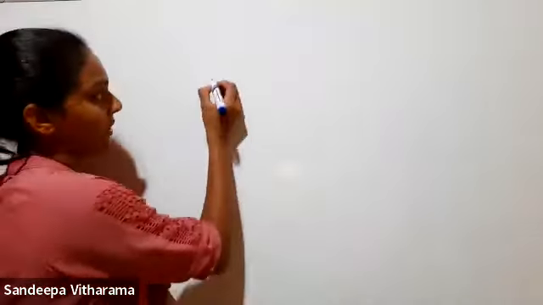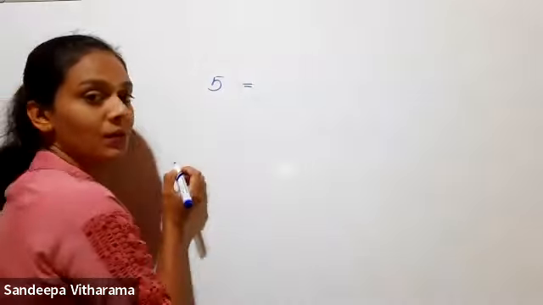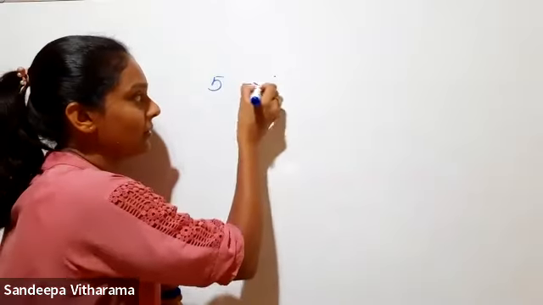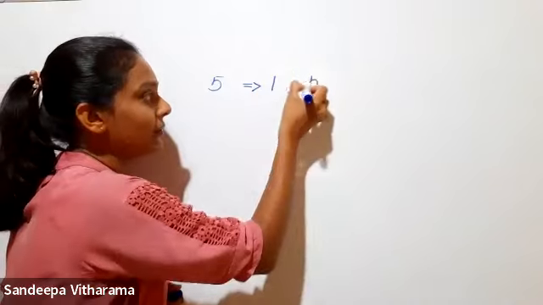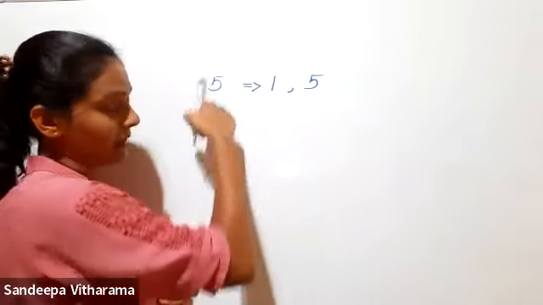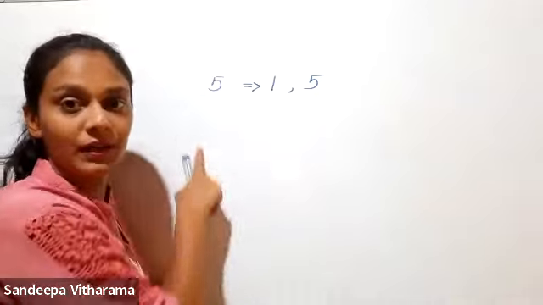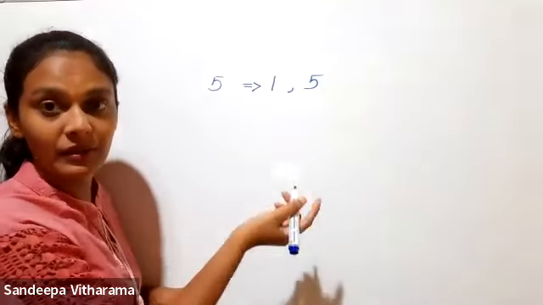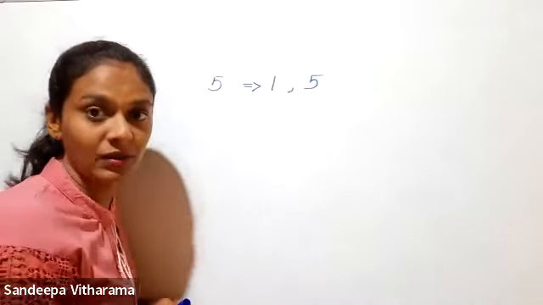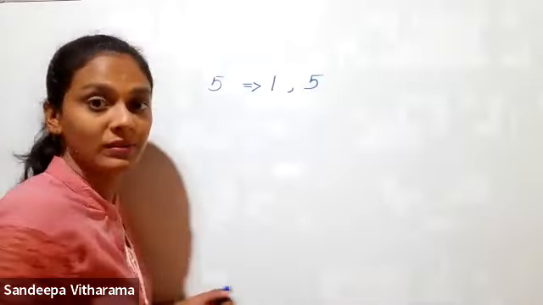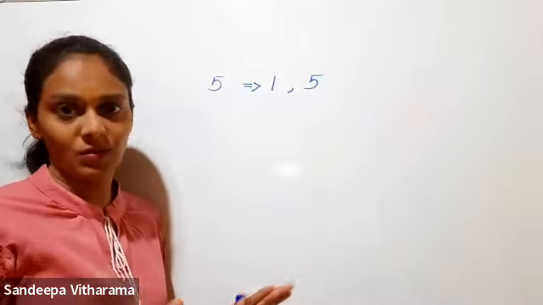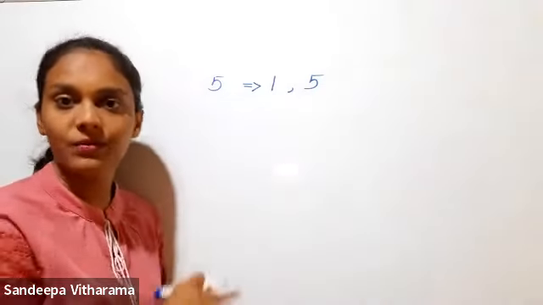You may think there are two particular numbers. I will take 5 and 10. What are the factors of 5? It is 1 and 5. We can divide 5 by 1, and we can divide 5 by 5. That's only. There is no other number to divide 5.